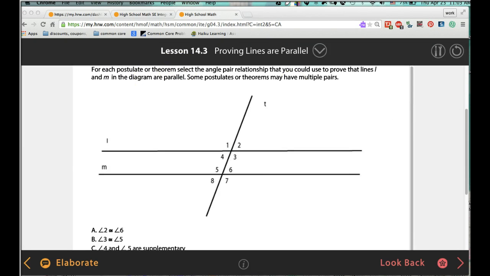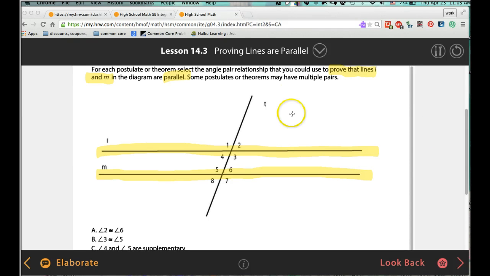Right here, it says that you need to prove what? That lines L and M are parallel. What that means is we're not quite sure if this line L and that line M are parallel to each other or not. We just don't know. So we gotta try and prove it, okay? And say this is the reason why these two lines are parallel. And whenever we have to prove that two lines are parallel to each other, we always have to use the what? The converse, okay?